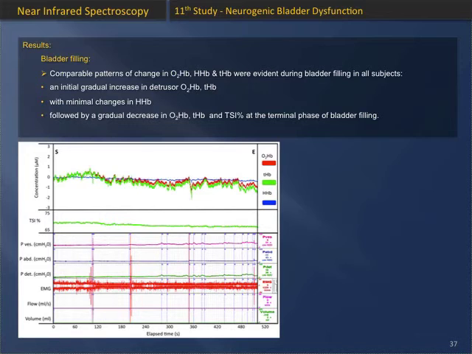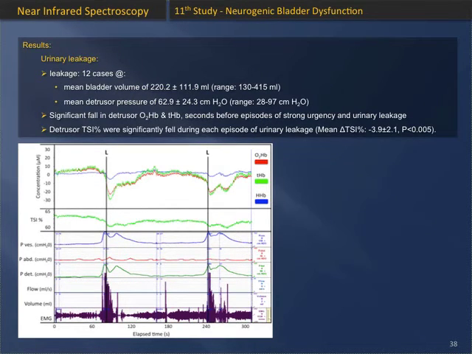During the bladder filling, what was obvious was something starting to look like the asymptomatic data, starting with a gradual increase in total hemoglobin and oxygenated hemoglobin, but then a decrease in both. In 12 cases we had leakage during the filling procedure, and that was very interesting. The leakage was at a mean bladder volume of 220 and a Detrusor pressure of about 63 millimeters of water. And there was a significant fall in Detrusor oxygenated hemoglobin and total hemoglobin starting some seconds before leakage happened. So that was very interesting.